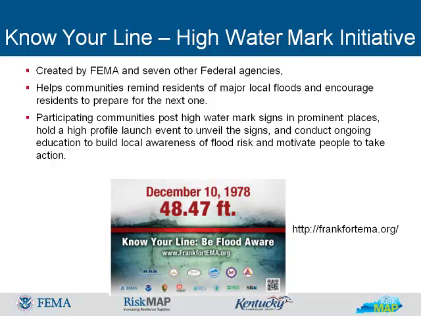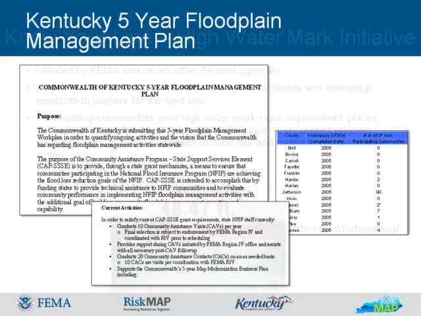FrankfurtEMA.org is Frankfurt's website for the Office of Emergency Management and Homeland Security. The public can sign up to receive emergency notifications and learn about current river conditions. The purpose of mitigation planning is to identify policies and actions that can be implemented over the long term to reduce risk and future losses.